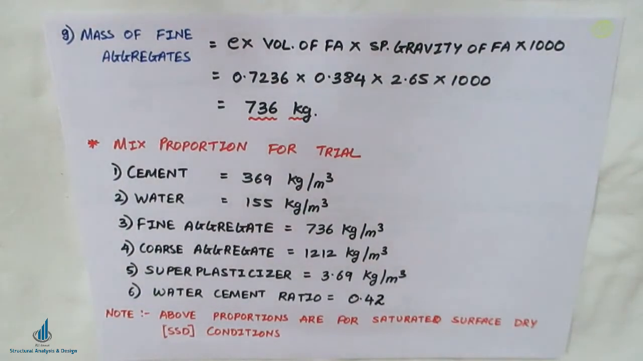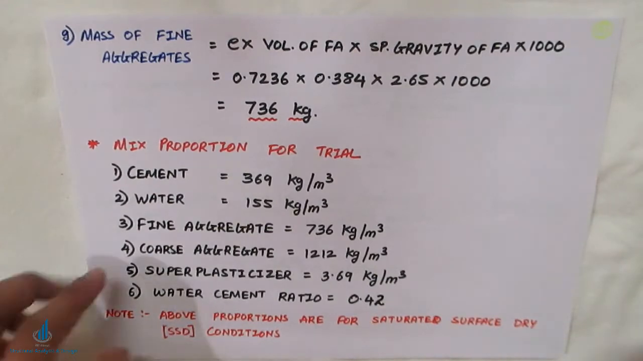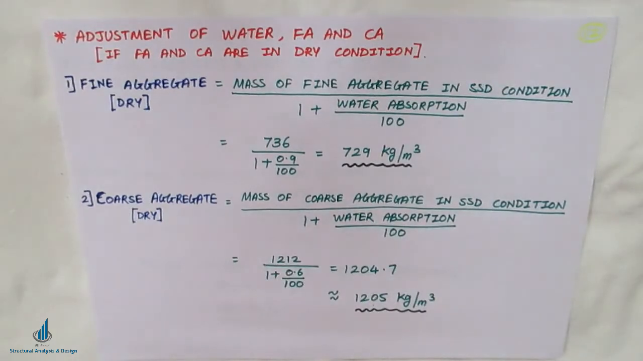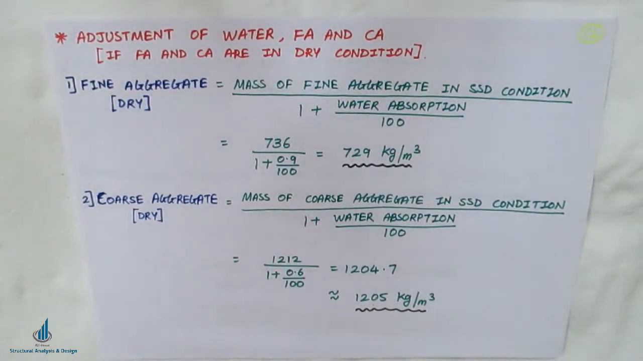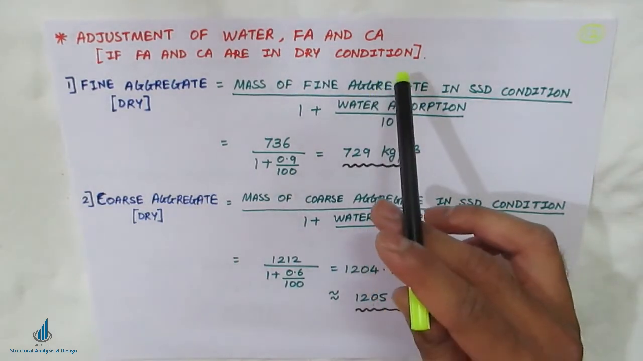Okay, so you have to remember that the above proportions are for only SSD conditions, that is saturated surface dry conditions, and they have mentioned the water absorption of your particular aggregates. But this is only for SSD conditions. Now comes the adjustment of water, fine aggregates and coarse aggregates. If the fine and coarse aggregates are in dry condition, or it may be wet conditions, there are different calculations. But in this case it is in dry condition.